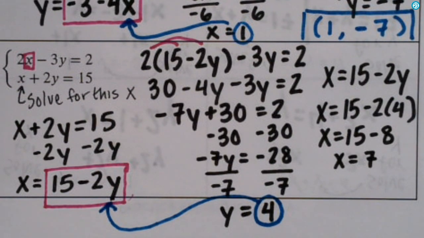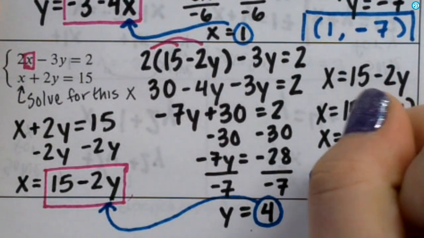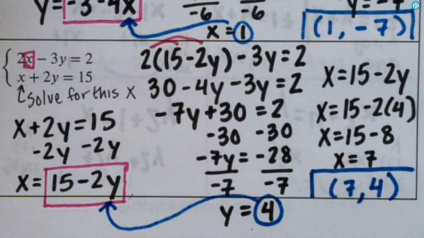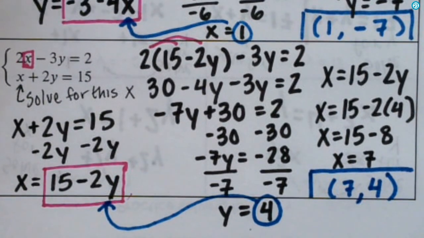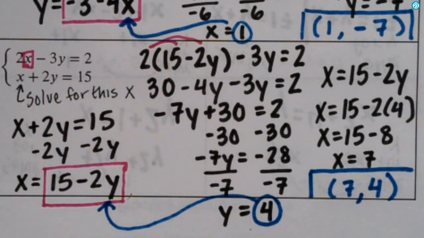And then I can write my answer as an ordered pair. 7, 4, because x always goes first. So my ordered pair is going to be 7, 4. Okay, I showed you guys how to check on the last one. For the sake of time, I'm not going to show you on this one. You would plug in both x and y and make sure that both of those equaled out, just like we did on our assignment on Monday of this current week.